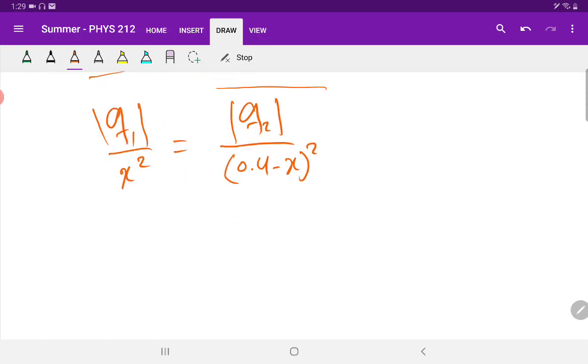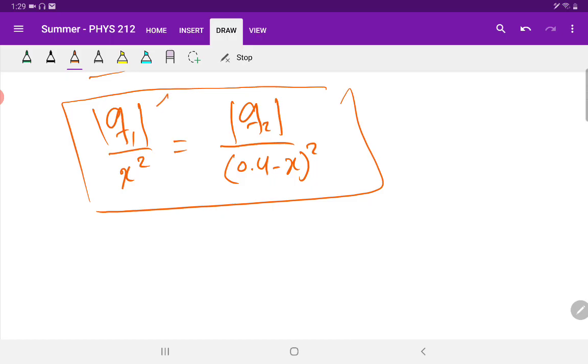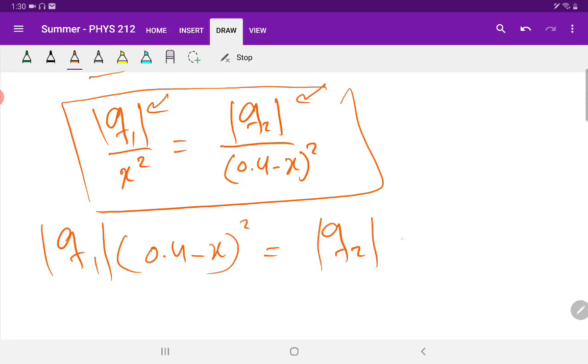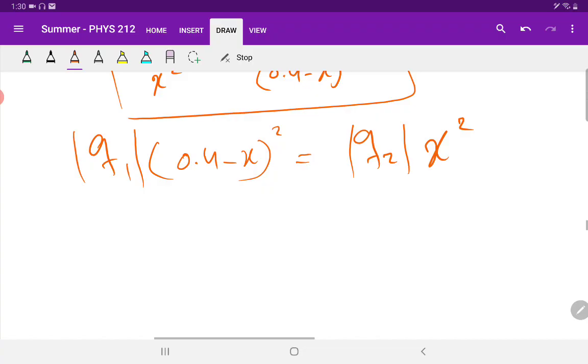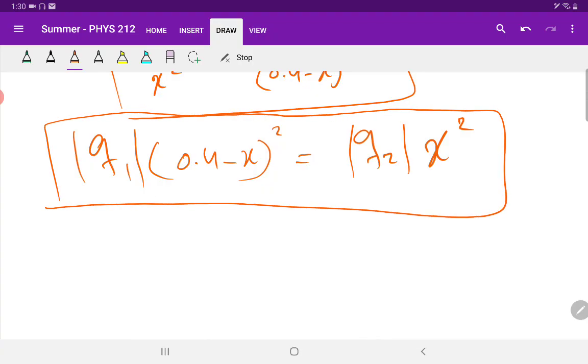Now here is the thing. Q1 is known, Q2 is known, the only missing one is x. Now I do the cross product, which gives (0.4 minus x) all squared times Q1 equals Q2, again as an absolute value, times x squared. This is a quadratic equation. Whatever it is, we will be able to find the answer. Now, how many solutions do we expect to have? We will have two solutions. One will be positive, and the other one negative.